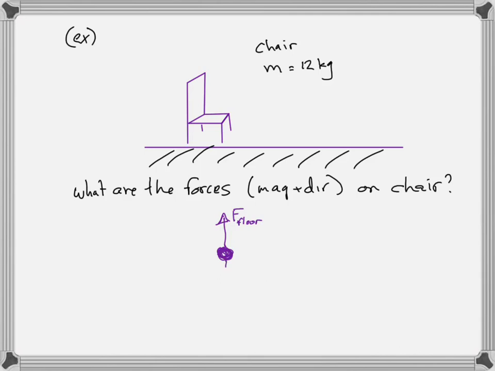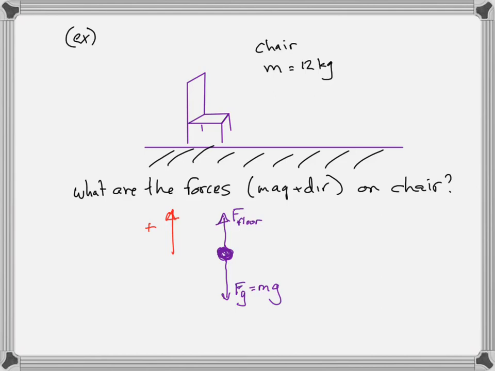And then, of course, there's always the gravitational force. Everything has weight. The gravitational force is always equal to mg, and in this case it's downward. So those are the forces on the chair. We can go ahead and choose a positive direction. You could do this problem without choosing one, but I'm just going to choose up as my positive direction.